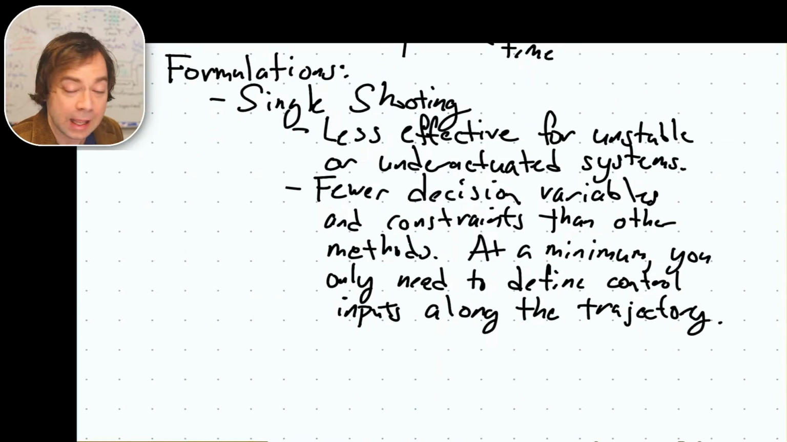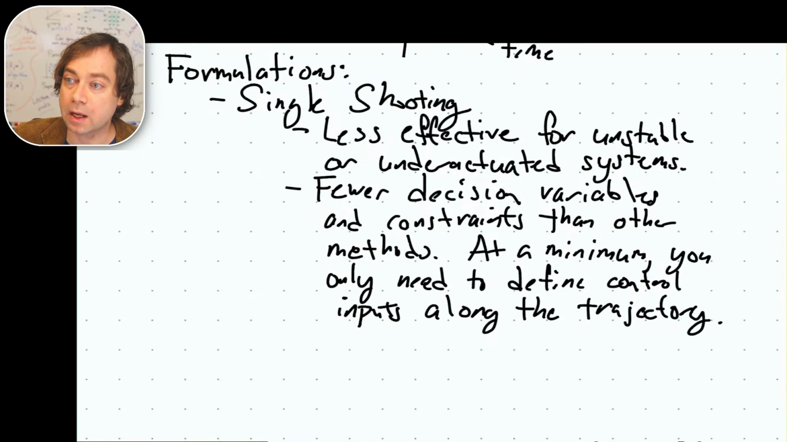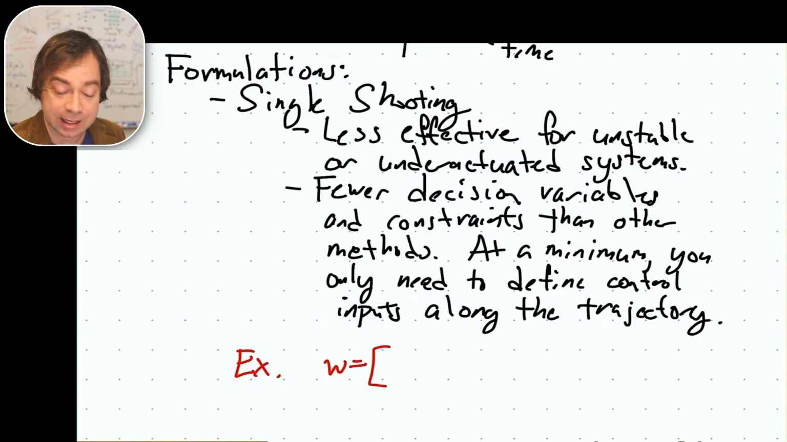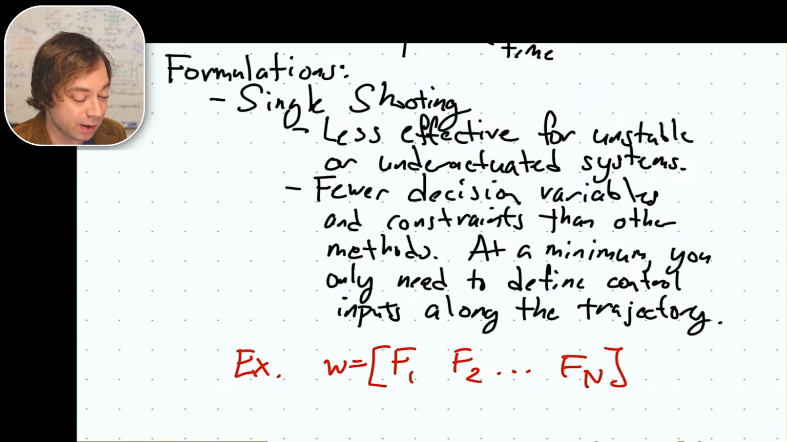Okay? And you might recall this from last lecture, because what we defined from this was our decision vector. Here's our example from the drag race problem. Here's our decision vector. It had in it a bunch of force points, F1, F2, up through Fn, or maybe it was Un, transpose, because it was a column vector, right?